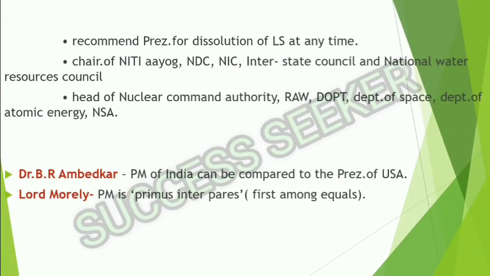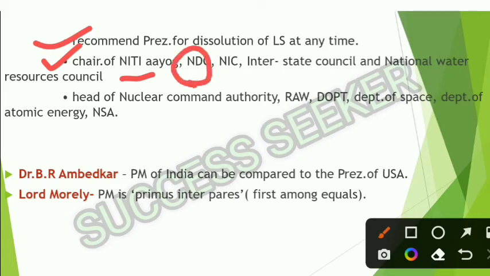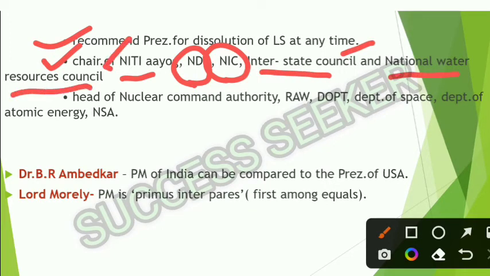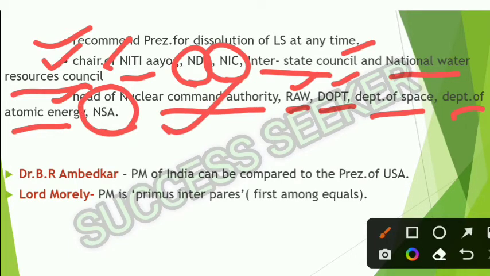Next, he recommends the President for dissolution of the Lok Sabha at any time, if he thinks that he does not have a majority. The Prime Minister acts as the chairman of Niti Aayog, National Development Council, National Integration Council, Inter-State Council, and National Water Resources Council. He is the head of the Nuclear Command Authority, RAW, Research and Analysis Wing, DOPT, that is Department of Personnel and Training, Department of Space, and Department of Atomic Energy, and the National Security Advisor works under him. You have to remember that.